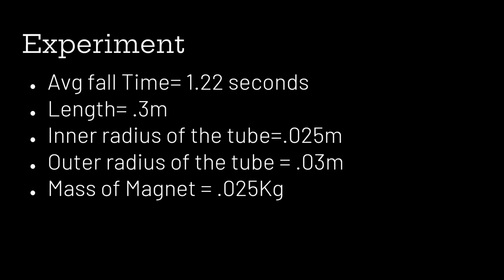During our experiment, we found the average fall time of the magnet through the tube to be 1.22 seconds. The tube's length was 0.3 meters. The inner radius of the tube was 0.025 meters, and the outer radius of the tube was 0.03 meters. This leaves the thickness of the tube to be 0.005 meters. The mass of the magnet was 0.025 kilograms. These will be important in the GlowScript code we show in the next slide.